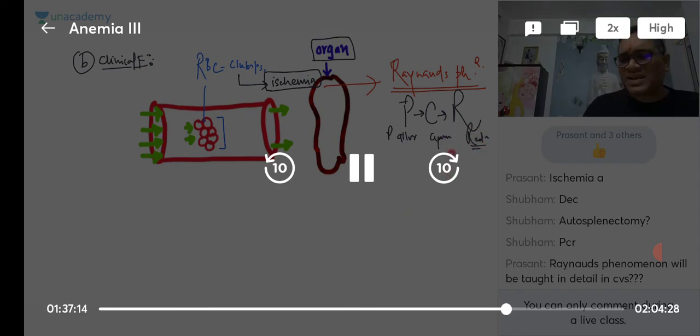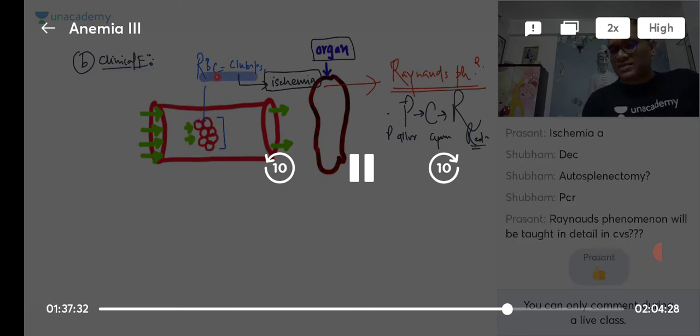I will be teaching it again, don't worry. There's nothing new here, I have already taught you everything, but I'll be discussing it again. So Raynaud's phenomenon is pallor, cyanosis, redness. Now you can see a beautiful clinical correlation. Because of the clumping due to IgM, there is ischemia, a decreased blood flow, and this decreased blood flow is precipitating Raynaud's phenomenon, and because of that the patient will be developing all these findings.